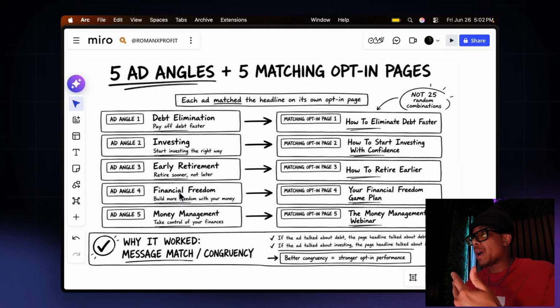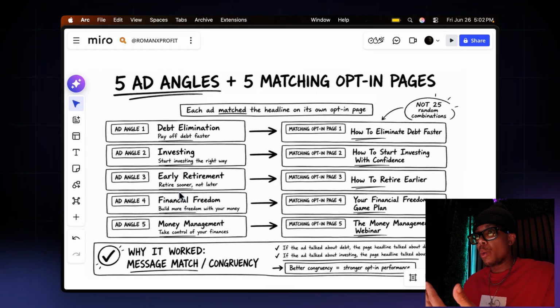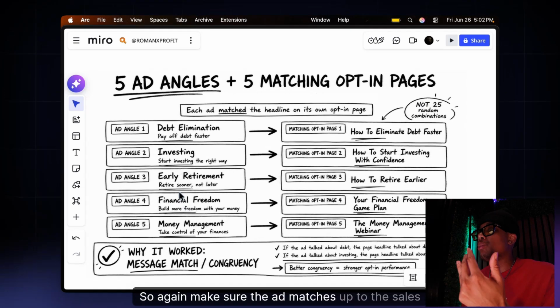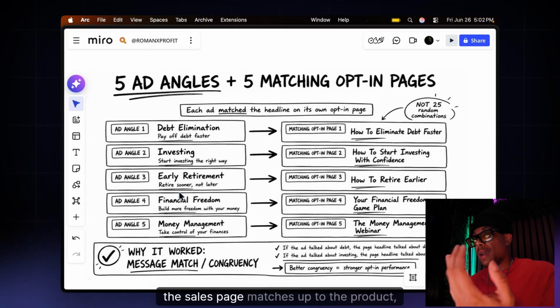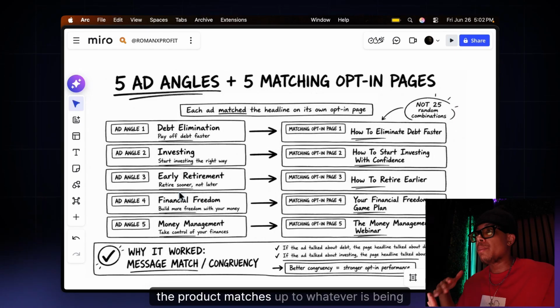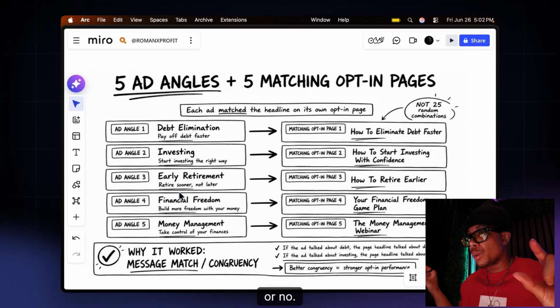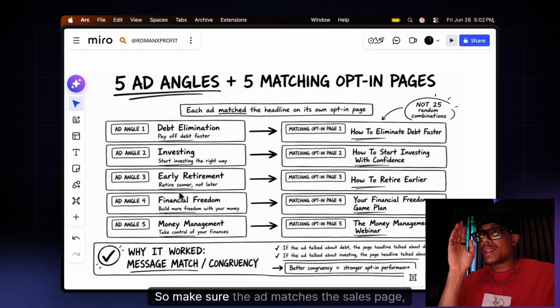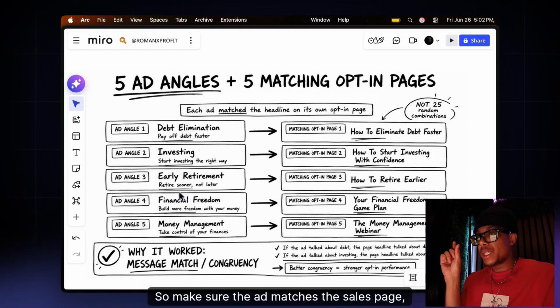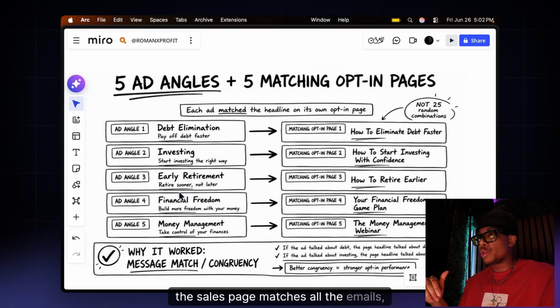The emails, automations, reminders match the actual webinar. What's being presented on there matches the actual product being sold for the mid-ticket. And then the mid-ticket product is an upsell and it matches the high ticket as well. Every single part has to be congruent to one another. Otherwise, whenever the congruency breaks, that's when the lead is going to drop off.